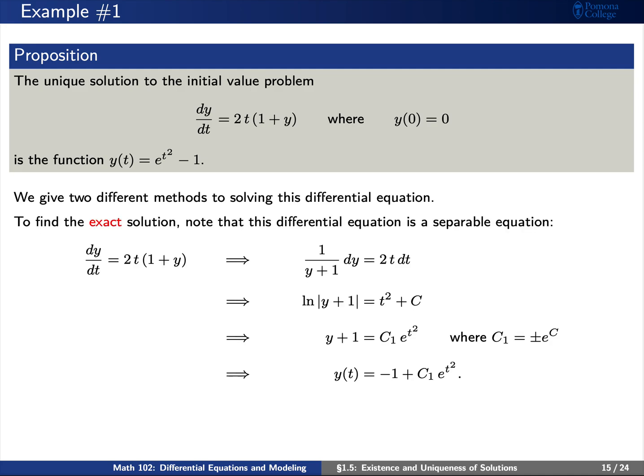First, we notice that this is a separable equation, so we can use the methods that we've discussed before. If we have dy dt equals 2t times 1 plus y, we'll bring all of the y terms to one side and all of the t terms to the other side. Once we integrate, we find that y plus 1 equals a constant c1 times e to the t squared. By plugging in t is equal to 0 and realizing that y of 0 equals 0, we find that c sub 1 equals 1, and therefore y of t equals e to the t squared minus 1, as we originally claimed.